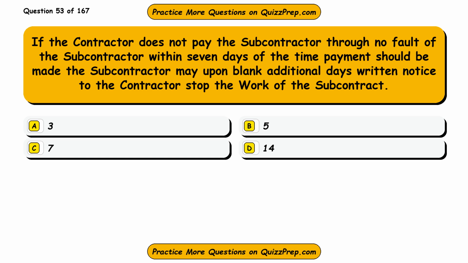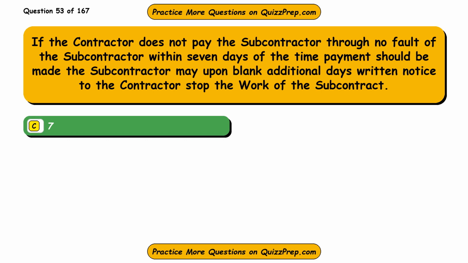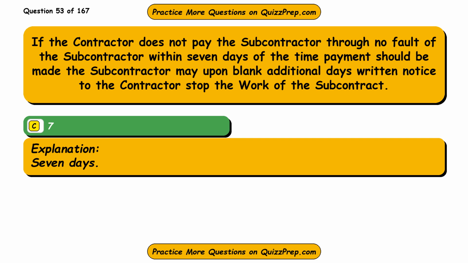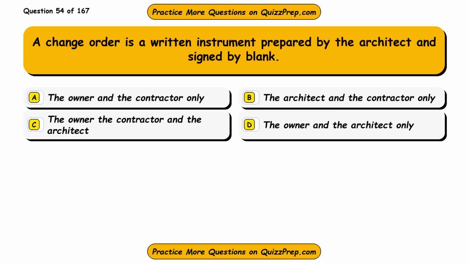Question 53. If the contractor does not pay the subcontractor through no fault of the subcontractor within 7 days of the time payment should be made, the subcontractor may upon blank additional days written notice to the contractor stop the work of the subcontract. Option A 3, option B 5, option C 7, option D 14. The correct answer is option C, 7. 7 days.